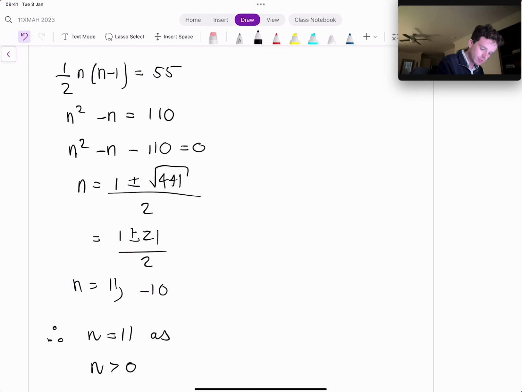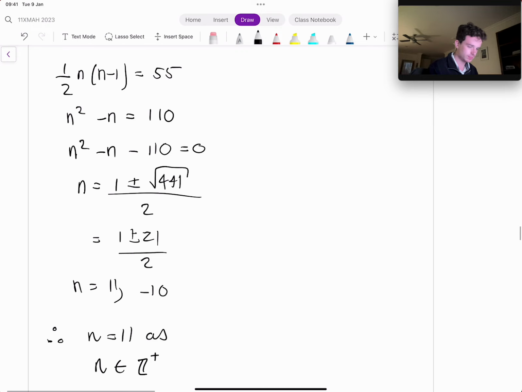Or to be very formal, you could say as n belongs to the positive integers. So n has to be an integer, so a whole number, and it has to be positive.